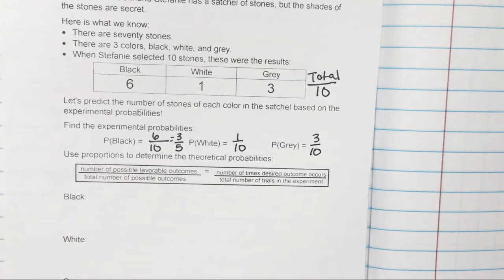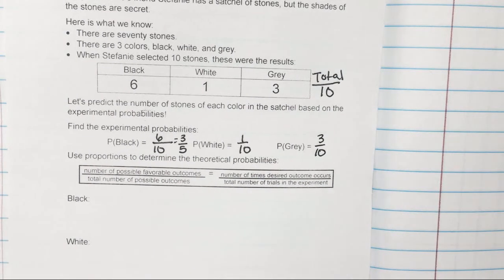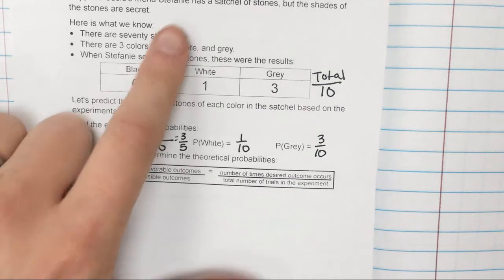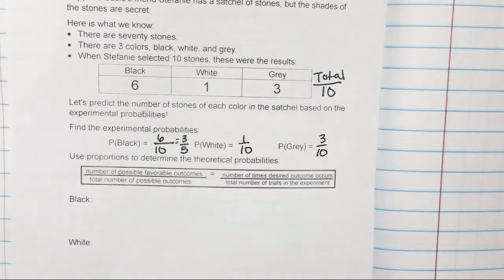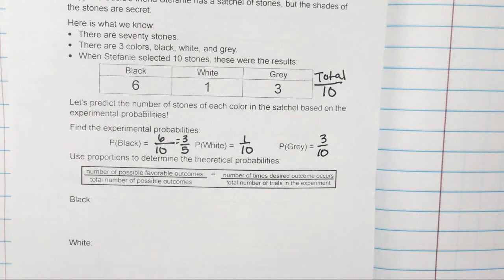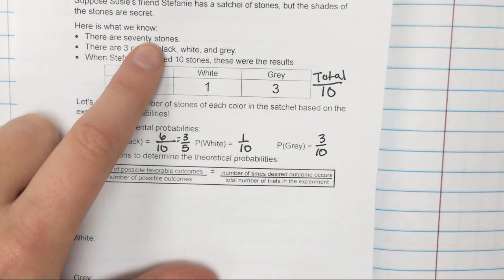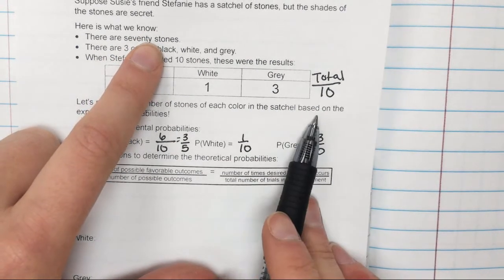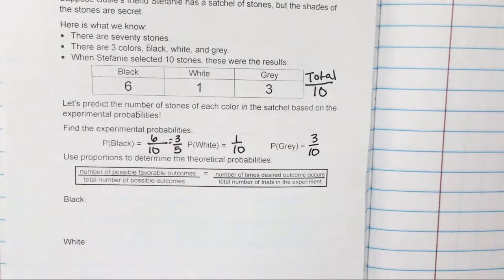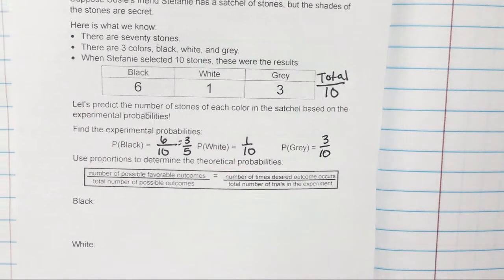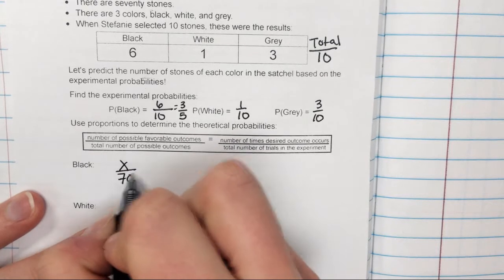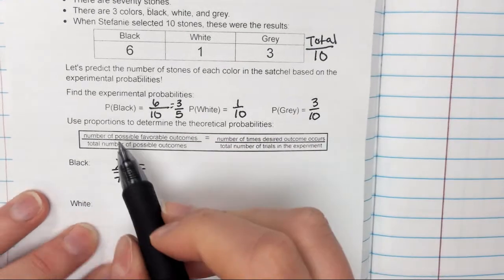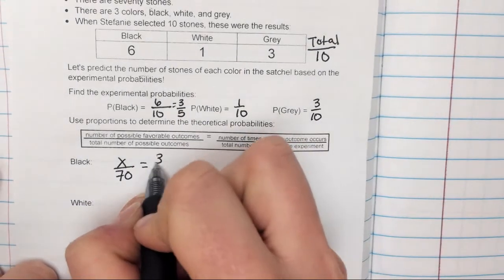We're going to use some proportions to determine theoretical probabilities. So we can set up a proportion, and there are 70 stones total. So we did an experiment where we picked out 10, and now we want to try to figure out how many out of the 70 are each color. So how many out of 70 is equal to probability of black, 3 out of 5.